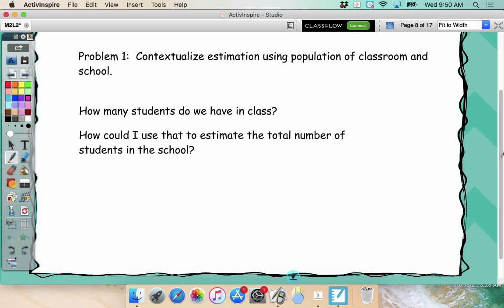And here are the 2 questions I'm going to ask you. How many students do we have in this class? How could I use that to estimate the total number of students in the school? Talk about it with your table group. I'm going to push pause.